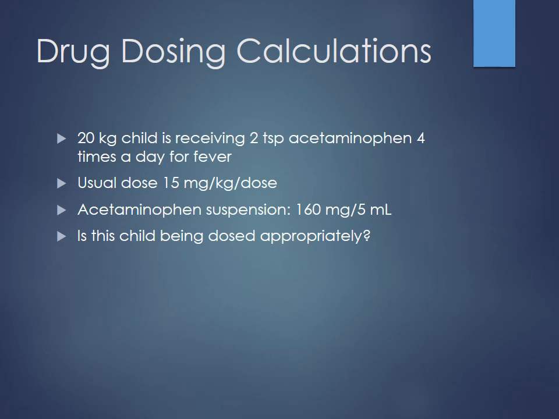9.375, so we'll say 9.4. And so how much is the kid getting? He's getting 10 mLs, right? Because it's 2 teaspoons, so 2 times 5, you get 10.